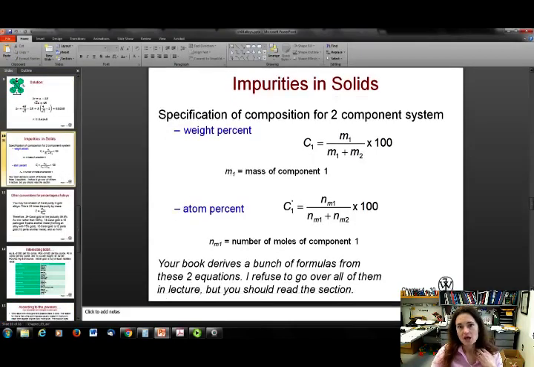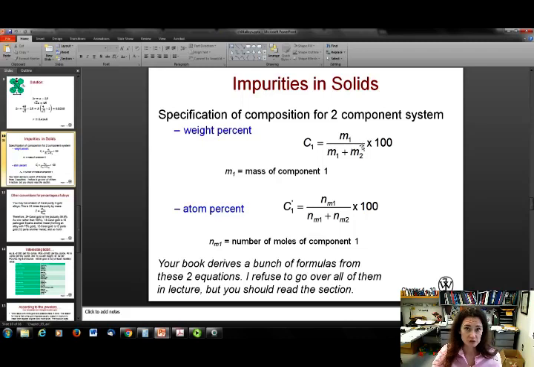Okay, now, in terms of how we talk about alloys, the way that we usually do it is we give the percent composition. We can do that in one of 2 ways. We can give the weight percent composition, which is really super common because the engineers just weigh out how much of each component that they want in their alloy, or you can give the atomic percent of each component. So if you have a 2-component system, then the weight percent for component 1, which is called here C1, is going to be the mass of component 1 divided by the total mass, which for a 2-component system is just M1 plus M2.